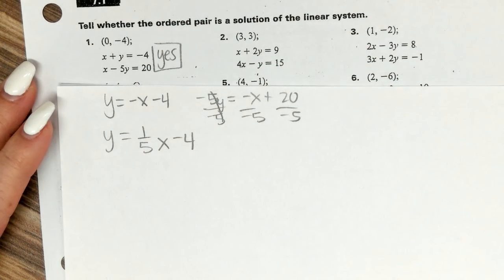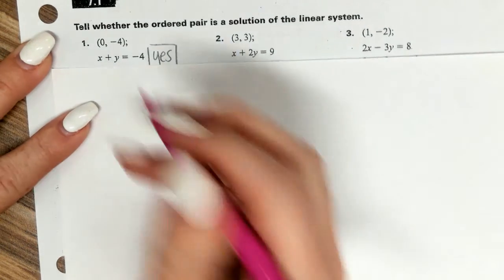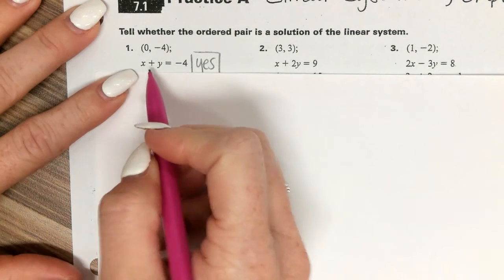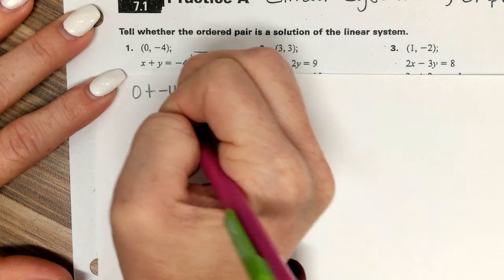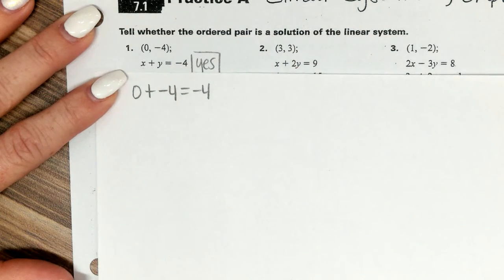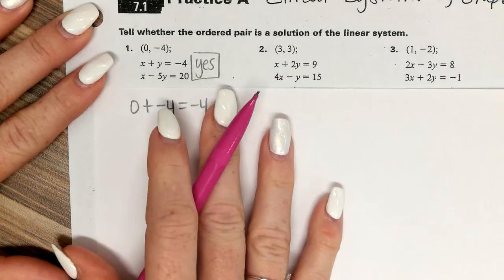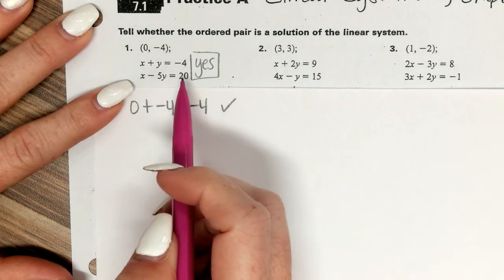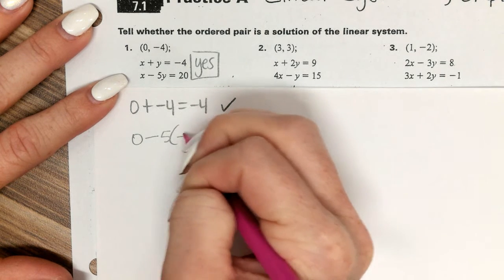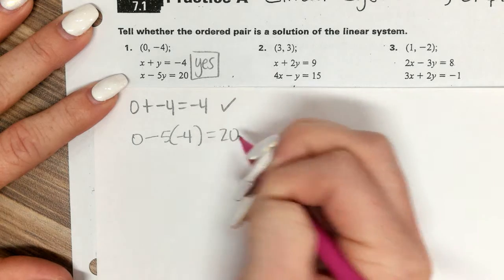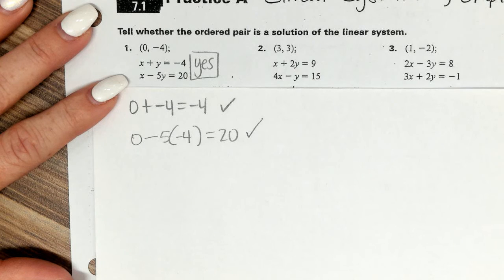Now, I'm going to show you all the other way you could do it. I could test out 0, negative 4 for this equation. So plug in 0 for x. So 0 plus negative 4 equals negative 4. Is that true or false? That's true. If this is a solution, it also has to be true for this one. So I would say 0 minus 5 times negative 4 is equal to 20. Is that true? Yes. Was it true for both of them?